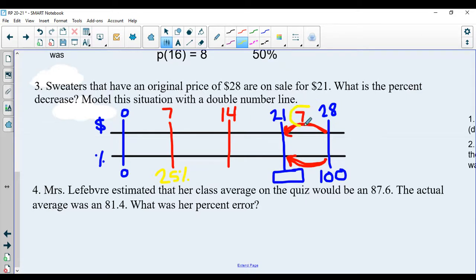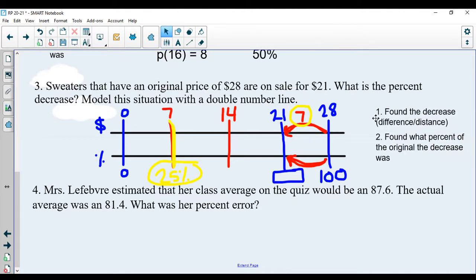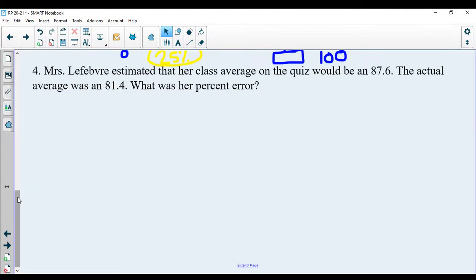Because I am decreasing it by 7, and 7 equals 25% of the cost, I can say the percent decrease in this situation is 25%. So what steps did I just take? Very similar to the first two problems. This time, though, I found the amount of the decrease, but it's still the difference or the distance. I still subtracted to do that. And then I calculated what percent of the original amount this decrease was. So let's use those steps to solve this last problem.